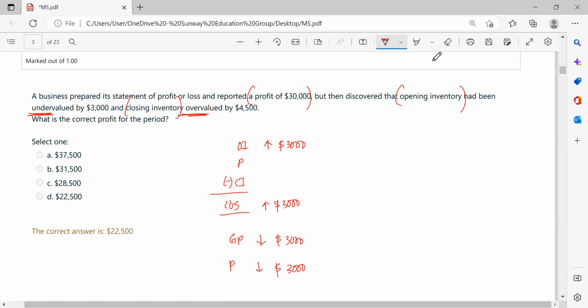Moving on, I'm going to use another color. This is for closing inventory. When closing inventory is overvalued, meaning you overstated your closing inventory, when you do the correction you're supposed to reduce closing inventory by 4,500. When your closing inventory reduces, you are minusing less, so your cost of sales answer tends to be greater. So when your cost increases, again logically, your gross profit tends to reduce. And if there's no change to other income and expense, profit for the year reduces as well.